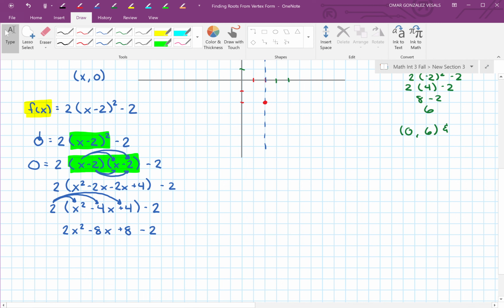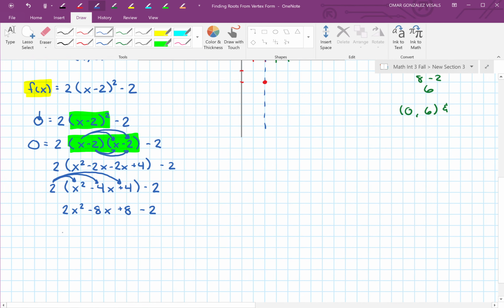Are we good? Yeah, these take a while. So there's going to be 2x squared minus 8x plus what? Plus 6. And all of this is equal to what? 0. By setting this equal to 0 and finding out what x is, you're going to find out what value you have to plug in for x for this to be 0, basically.